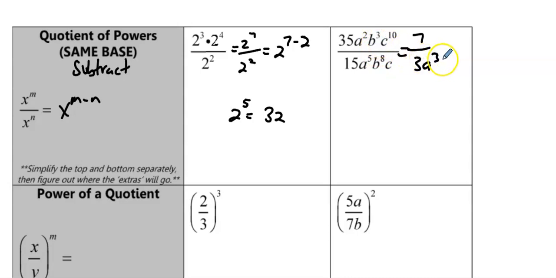There are more b's on the bottom. So we'll keep the b's there. There are more c's on top. So it's c to the 7th. So let's write that neater. 7c to the 7th over 3a cubed b to the 5th.